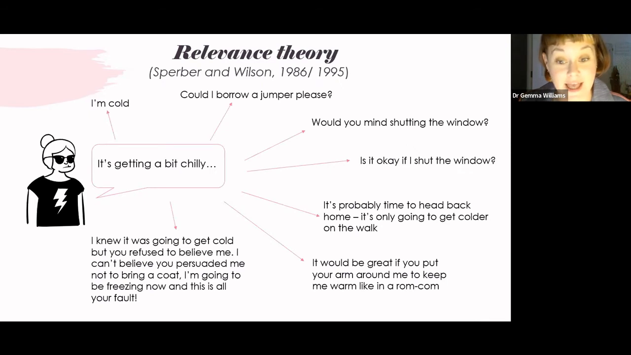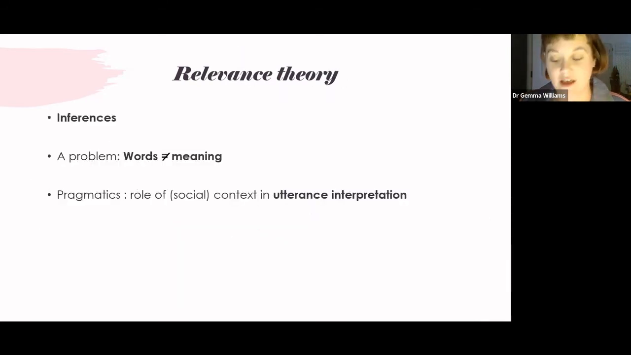So these different potential interpretations are called inferences. This is a big problem when we try to think about how language works, because words don't equal meaning. Lots of people have tried to think about this. There's a whole field of linguistics called pragmatics, which looks at the role of social context in utterance interpretation, or how we understand what people have said.